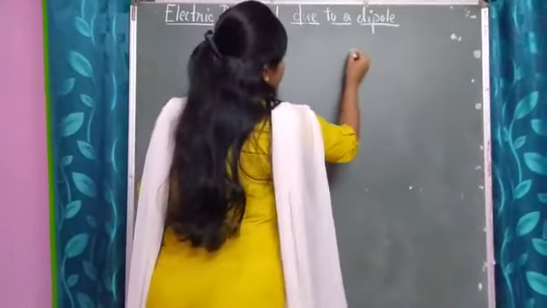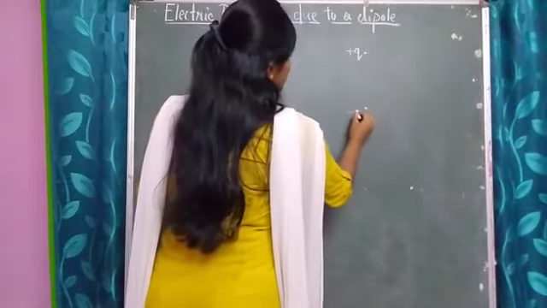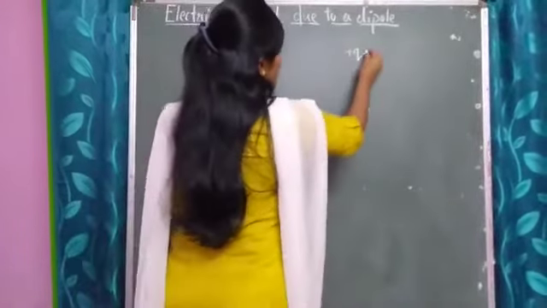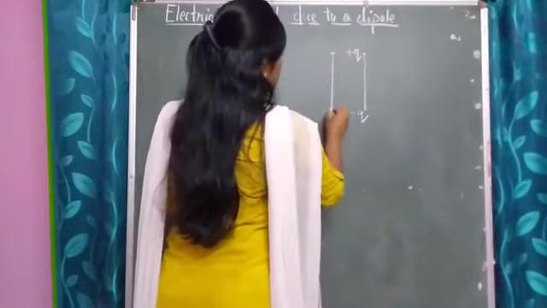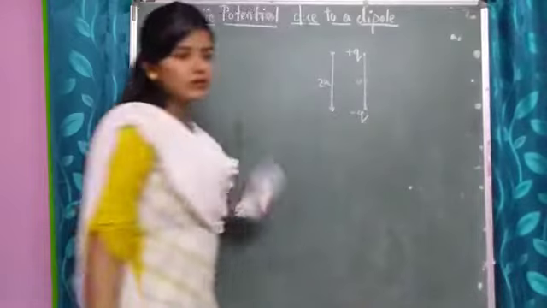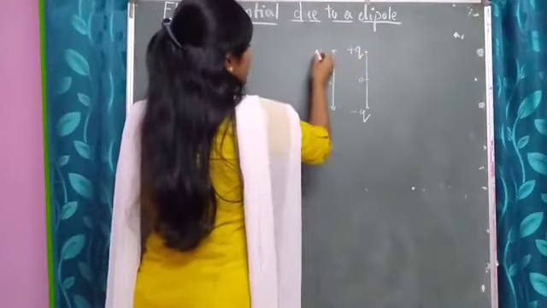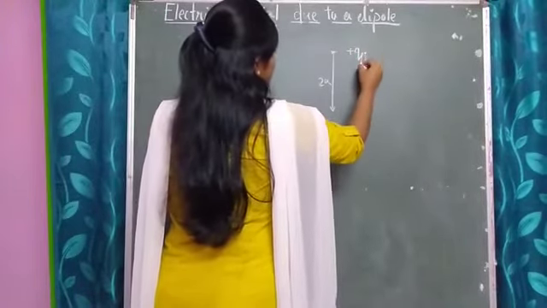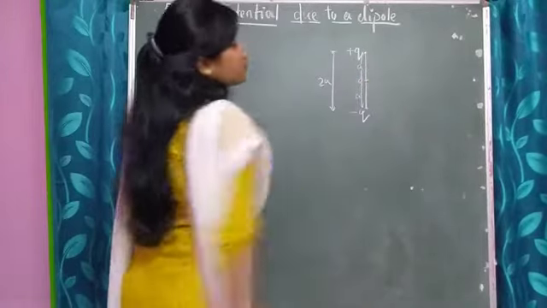So a dipole is two equal and opposite charges separated by a small distance. So plus q and minus q, suppose they are separated by a distance of 2a, and let O be the center of this dipole. Then this much will be a, and this will also be a.